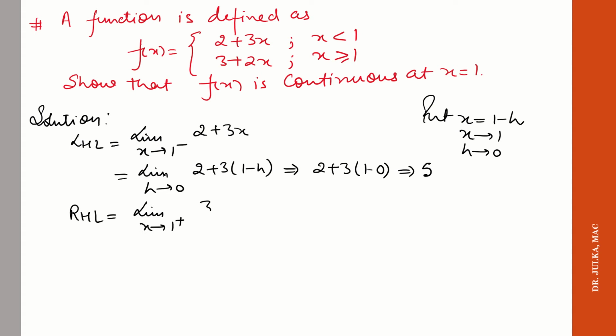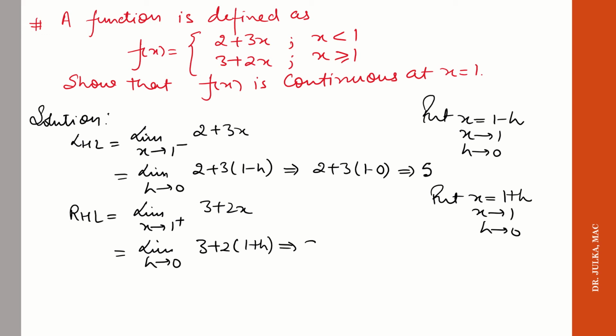1 positive means more than 1. The function is 3 plus 2x. Put x equals 1 plus h. So x tends to 1 and h tends to 0. So limit h tends to 0, 3 plus twice of (1 plus h). Replace h by 0 and we'll get 5.